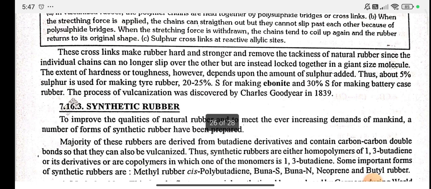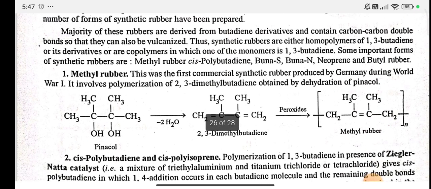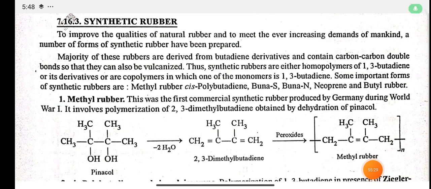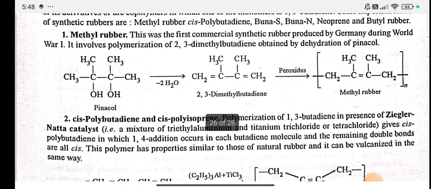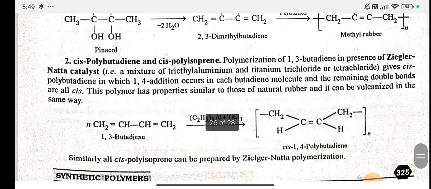Synthetic rubber. Methyl rubber. This was the first commercial synthetic rubber, produced by Germany during World War I. It involves polymerization of 2,3-dimethylbutadiene obtained by the dehydration of pinacol. Cis-polybutadiene, cis-polyisoprene.